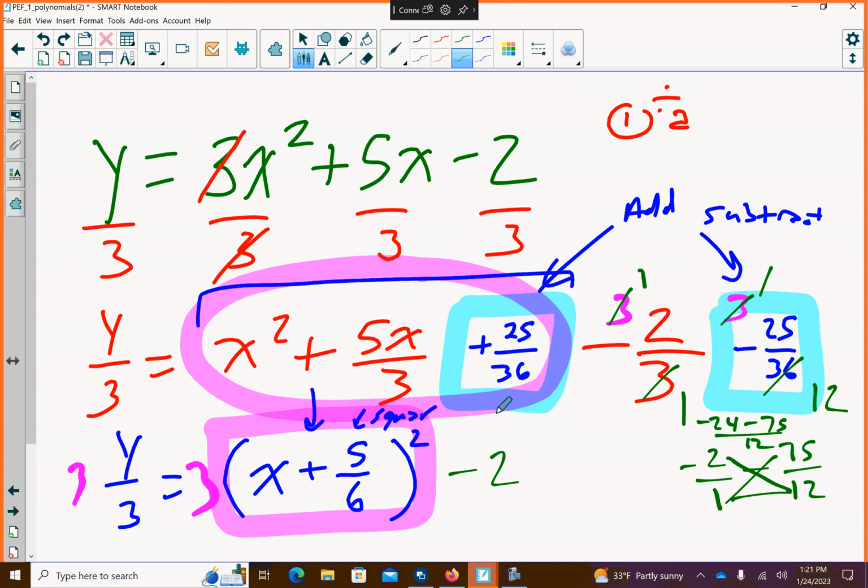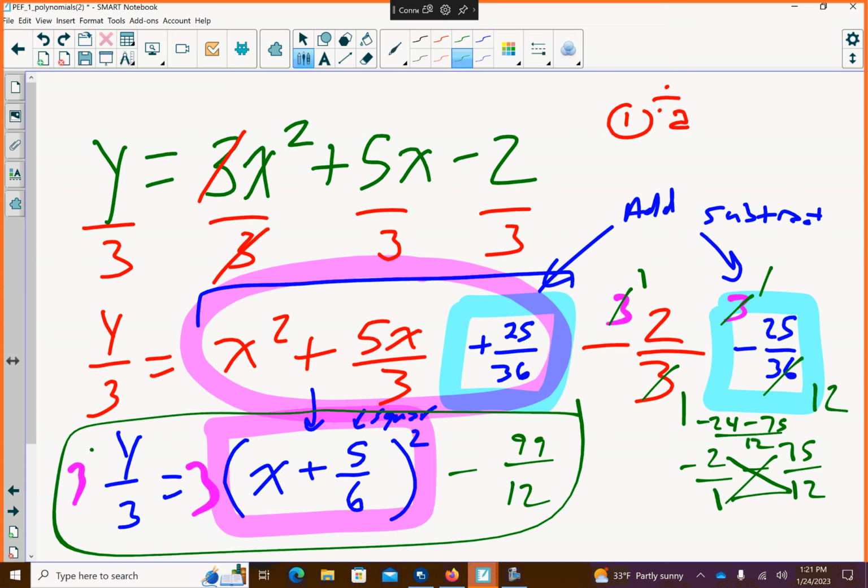So that's going to give me this portion here is negative 99 over 12. This is our completed square. These threes would have canceled each other out. So you get y equals 3 times the quantity x plus 5 over 6 quantity squared minus 99 twelfths. Okay, that's completing the square, different thing. You're not going to need to know that for tomorrow, but I just want to kind of build this completing the square idea onto you.